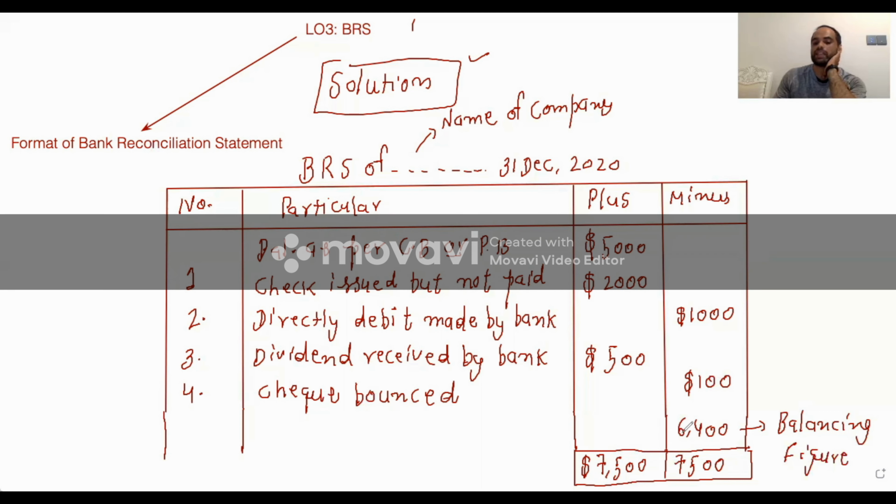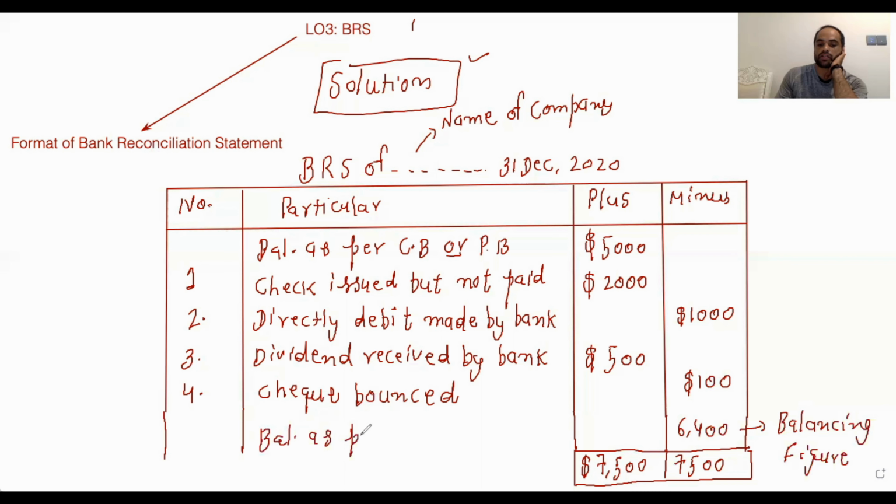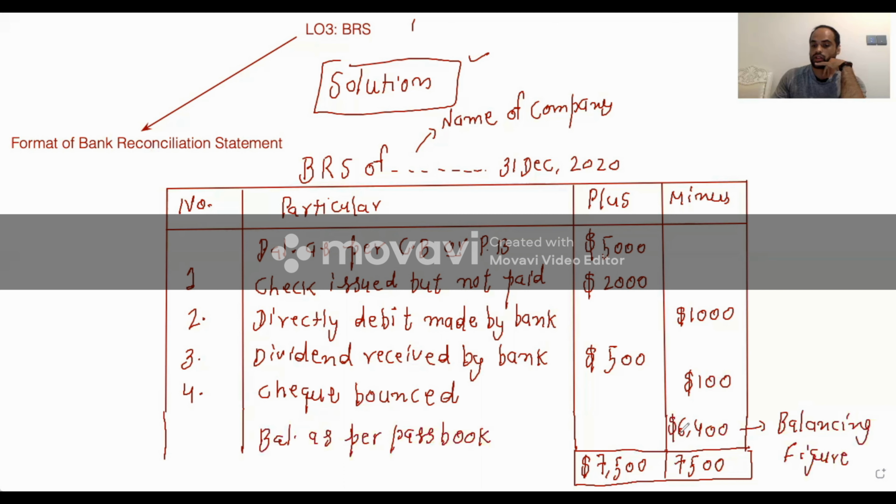So now what does it mean? This 6,400, that's the meaning of balance as per passbook. Balance as per passbook. So in your passbook, you have 6,400. Now, what does it mean?